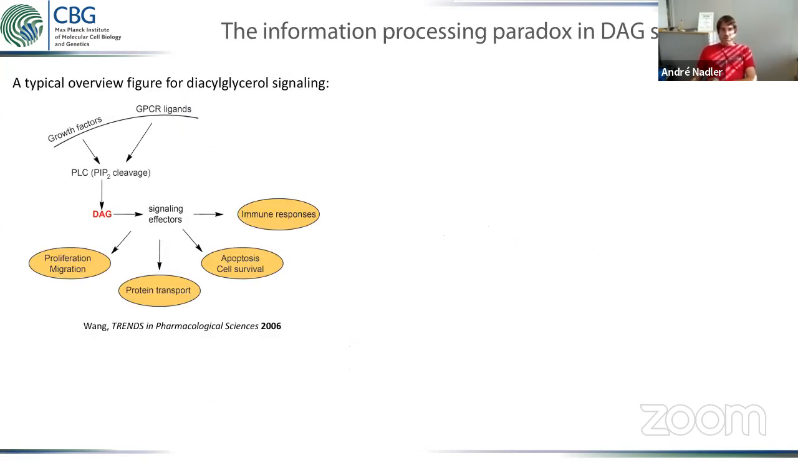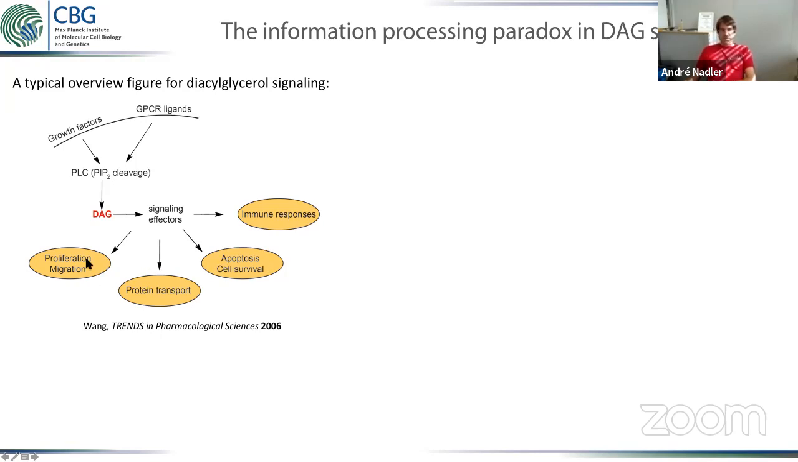Now, you take any review in the field, and when you look at the signaling network, what you get is something like this, where you essentially have inputs from the cell surface, from growth factors, from GPCR ligands that activate their respective receptors. This triggers PIP2 cleavage, diacylglycerol is generated, and then you get this important arrow to signaling effectors. We're going to talk a little bit more about what these proteins are. And then you get an entire array, a host of responses by the cell. And some of them are directly contradictory.